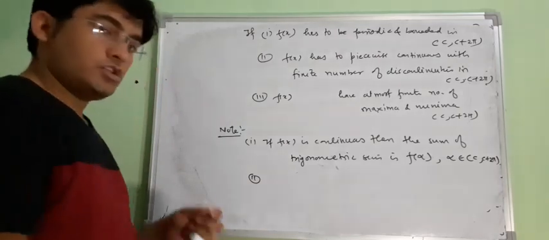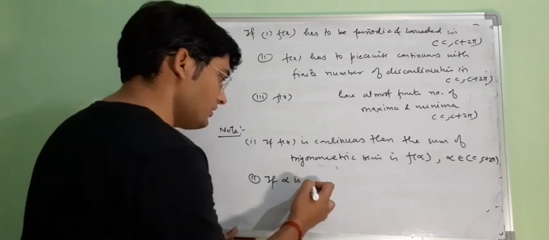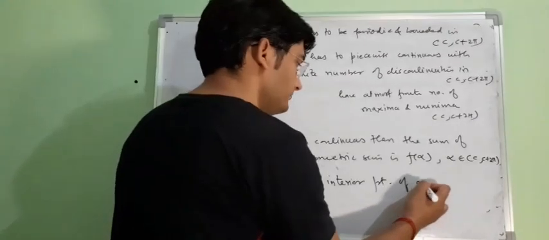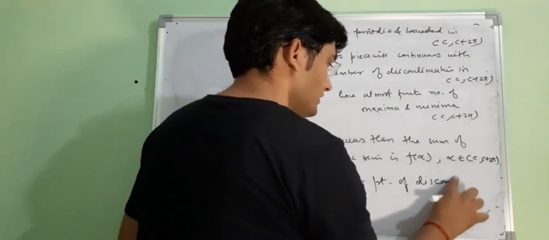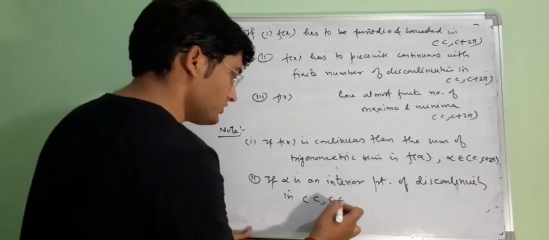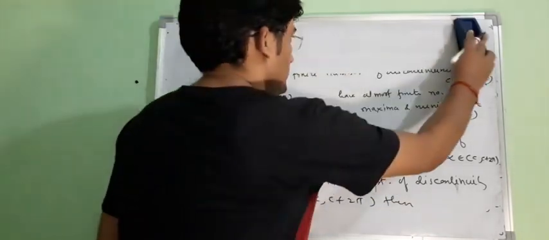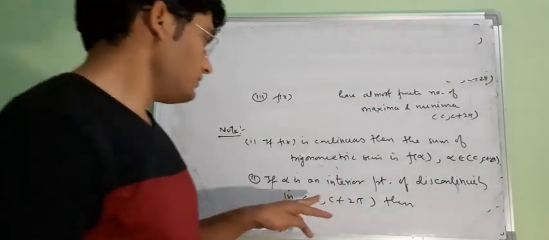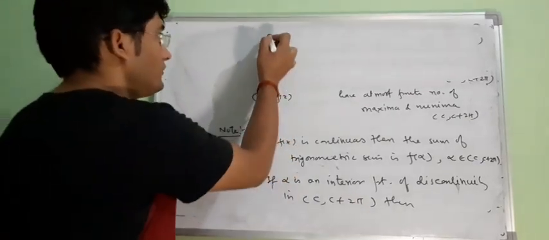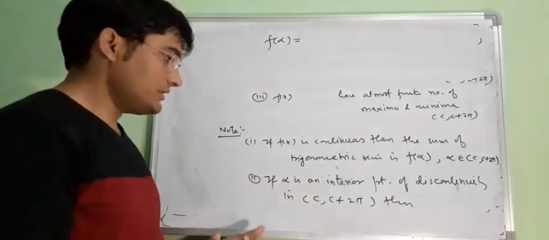Second, now suppose that alpha is a point of discontinuity. If alpha is an interior point of discontinuity in the interval c, c plus 2 pi, then the value of the function at alpha, now here our function is not continuous, our function is discontinuous.